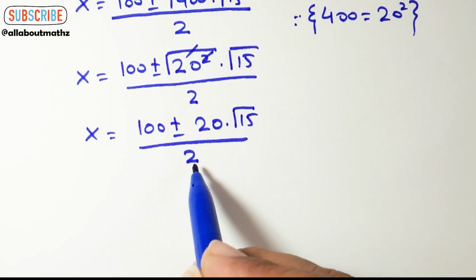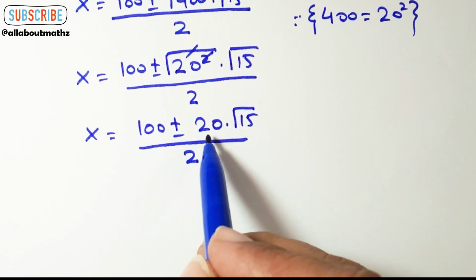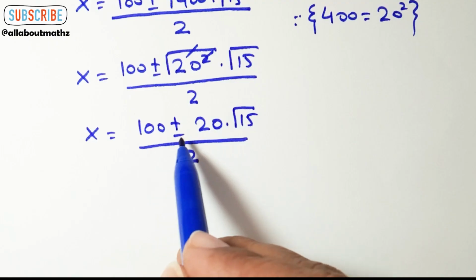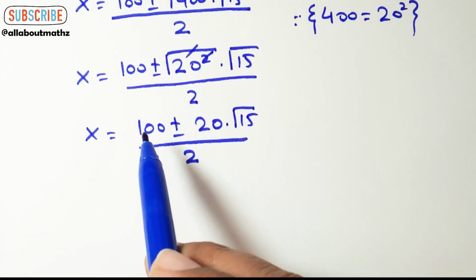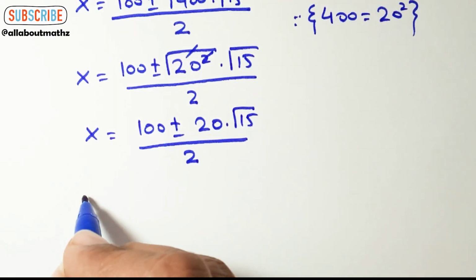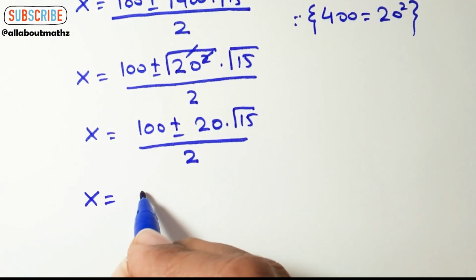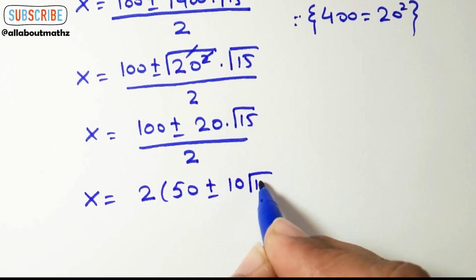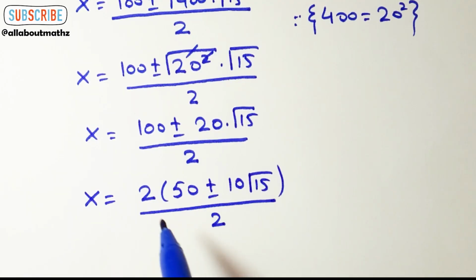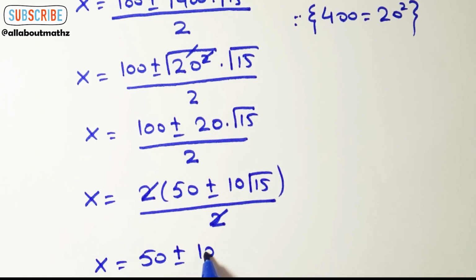So now we have to reduce these. For this we will check if we have 2 in the denominator. So now we will take out 2 as a common number, and we get x is equal to 2 into 50 plus minus 10 into square root of 15 whole divided by 2. So both 2 will cancel each other, and next we have x is equal to 50 plus minus 10 into square root of 15.